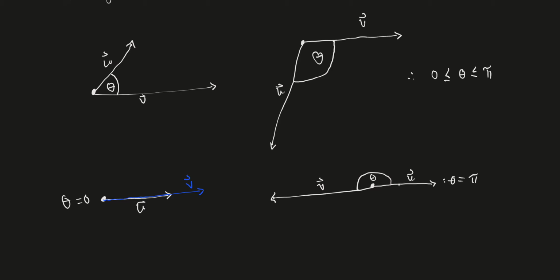So when theta is equal to 0, they're pointing in the exact same direction. And when theta is equal to pi, they're pointing in opposite directions. And for theta strictly between 0 and pi, it's somewhere between these two extremes, right? So you might be wondering, what in the world does this have to do with the dot product?